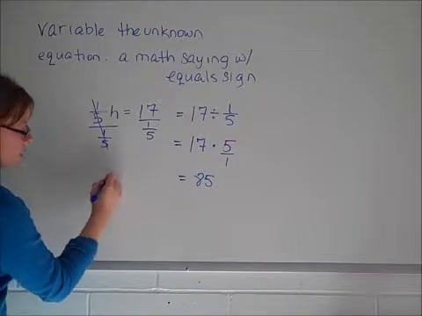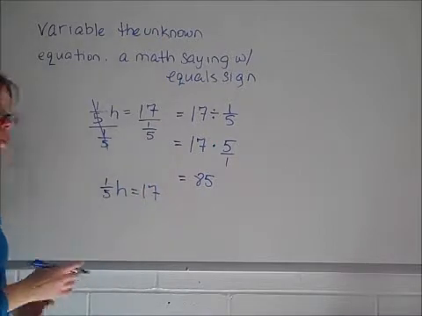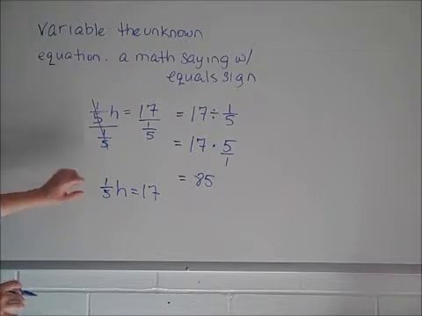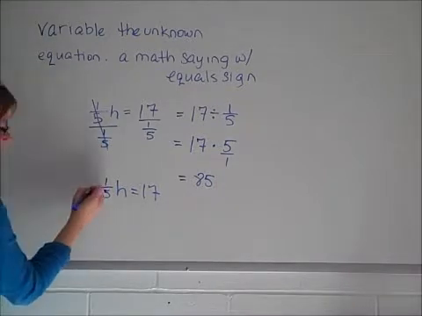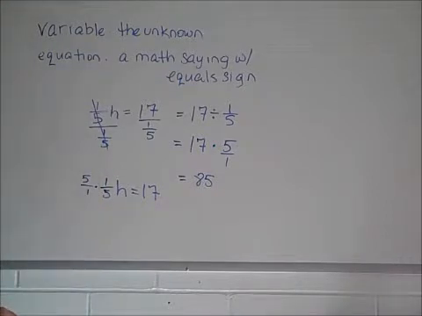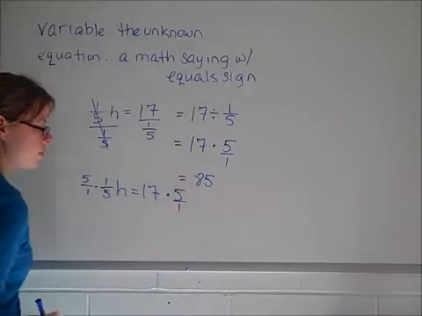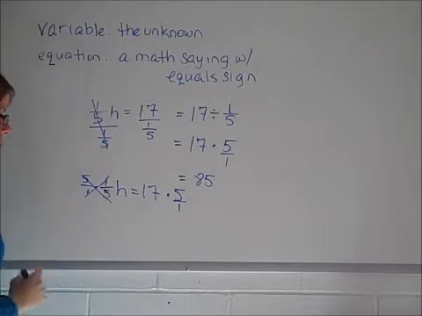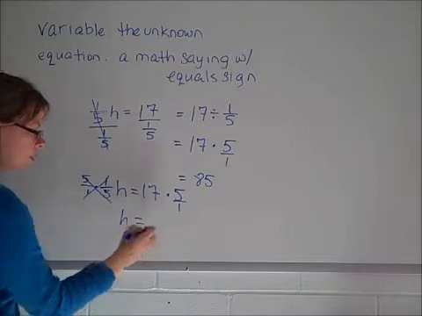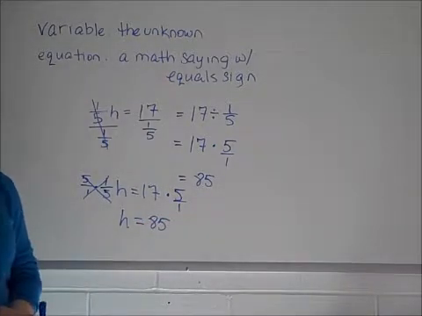Another way I could do this would be to multiply by the reciprocal right at the beginning. We know that any number times its reciprocal is 1. So I can multiply by 5 over 1. But if I do it to that side, I need to do it to the other side. 1/5 of 5 is 1. Those cancel out. 17 times 5 is 85. So two different ways to get to the same answer.